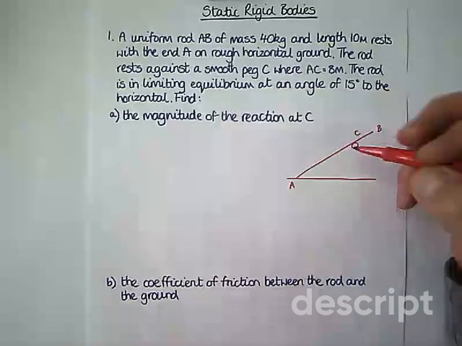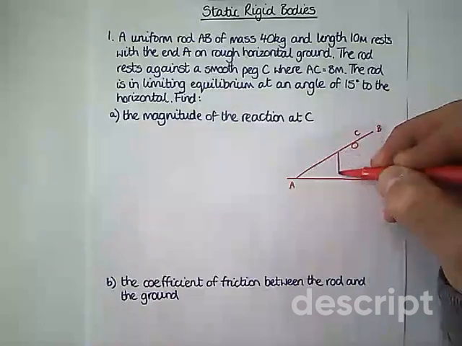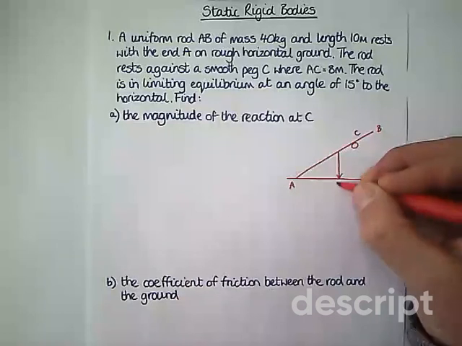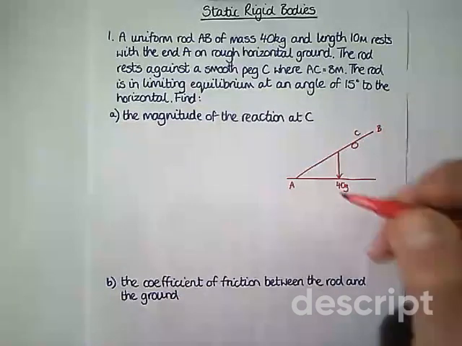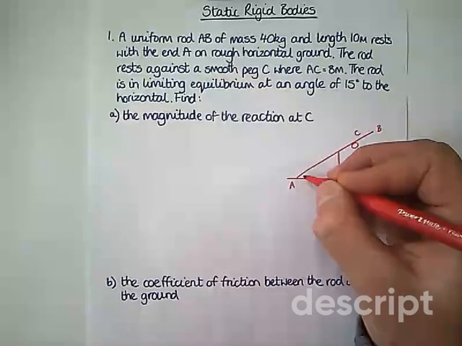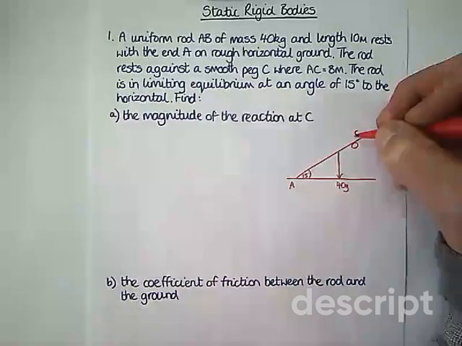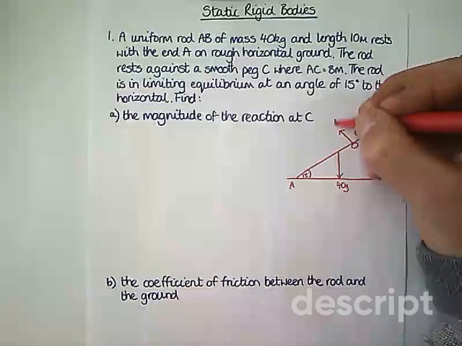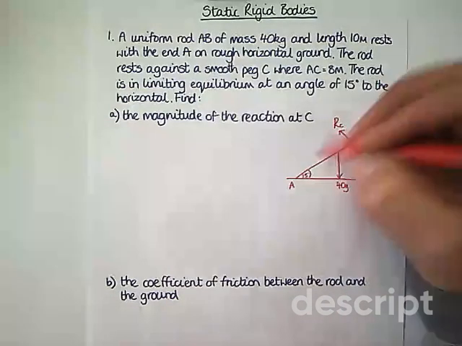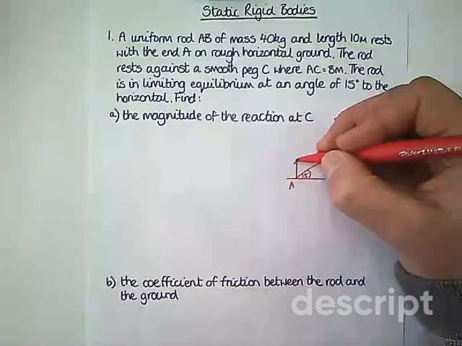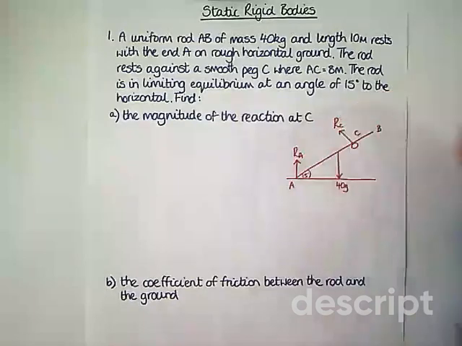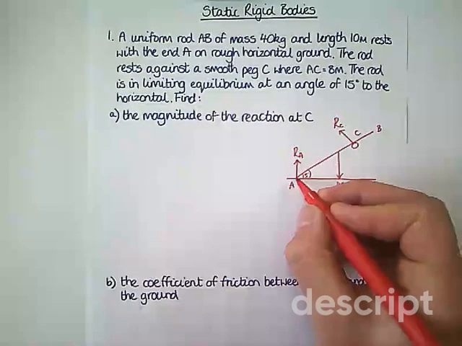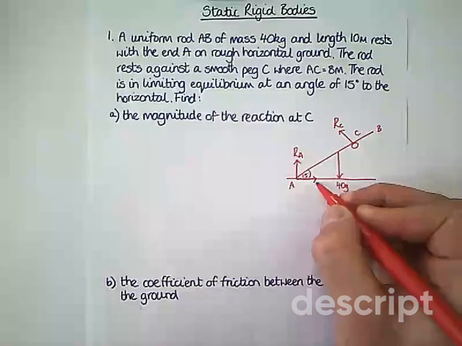So let's put in our weight force. We've got 40G, and the angle is 15 degrees. We're going to have a reaction force at C, so I'll call that RC. We will have a reaction force at A. We will have friction at A, pushing this way.